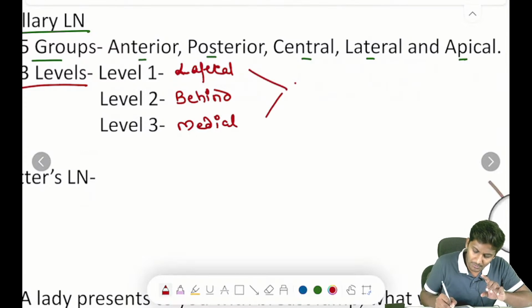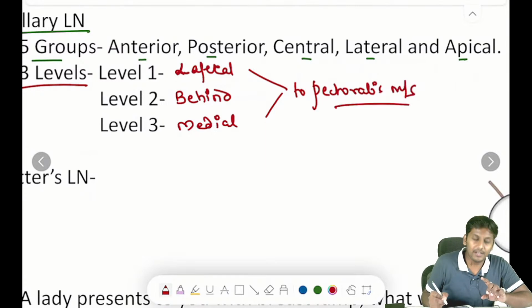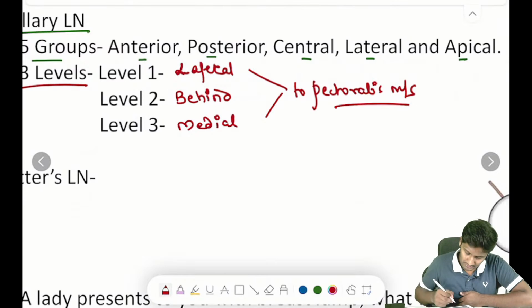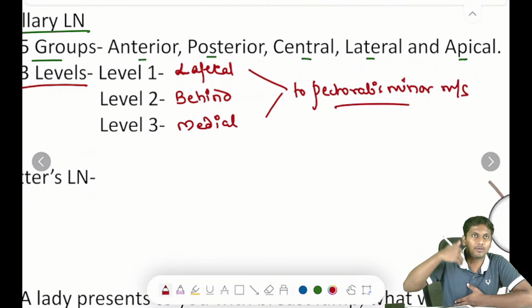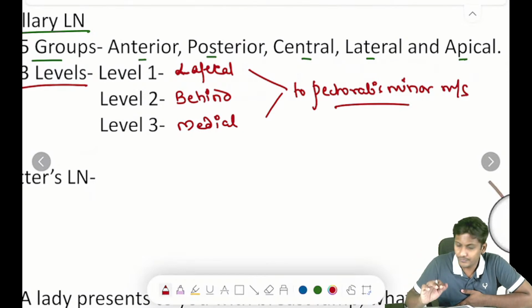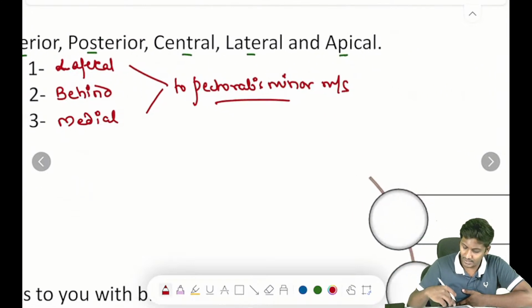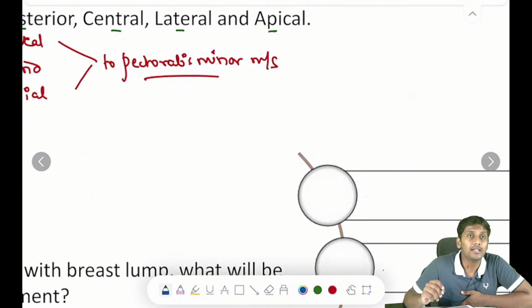Please remember the levels of the axillary lymph nodes are decided in relation to the pectoralis minor muscle, not the major. If the lymph nodes are lateral to the pectoralis minor, that is level 1. If they are behind the pectoralis minor, they are level 2, and if they are medial to the pectoralis minor, they are level 3 axillary lymph nodes.